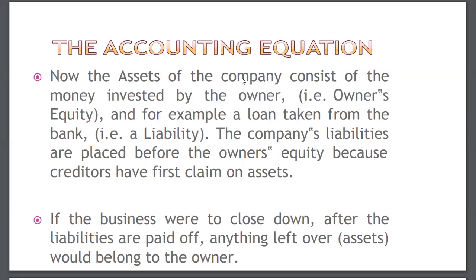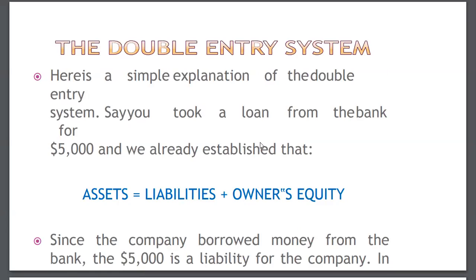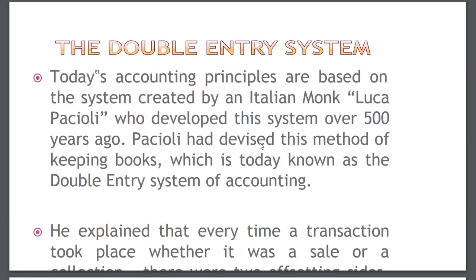Right. So now the assets of the company consist of the money invested by the owner, that is the owner's equity, and, for example, a loan taken from the bank, that is the liability. And the company's liabilities are placed before the owner's equity because creditors have first claim on assets. So basically, when you're taking out a loan, they're going to see all your liabilities and all your equity and see if you will still make a profit based on your equity. Then we stop here, which is the double entry system.